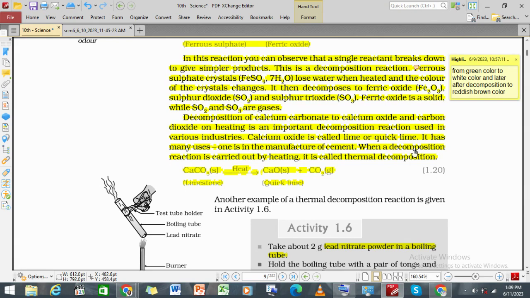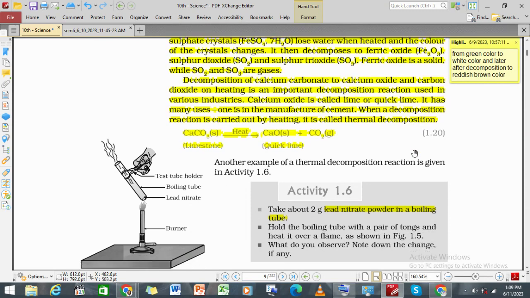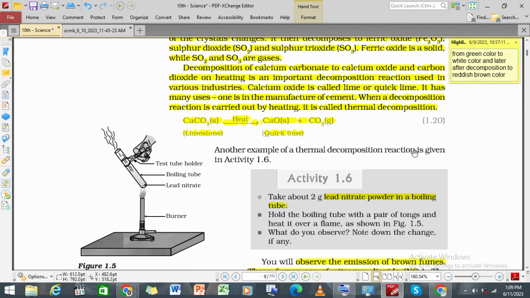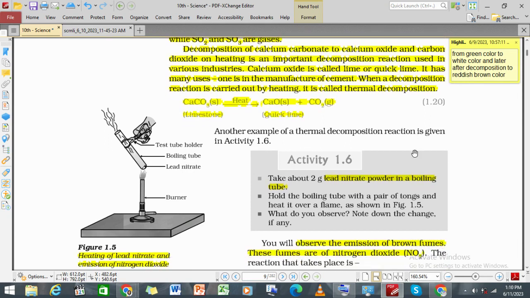When we decompose calcium carbonate to calcium oxide and carbon dioxide on heating, it is known as a decomposition reaction, which is used in various industries. And calcium oxide is called lime or quicklime. It has many uses, one in the manufacturing of cement. Here decomposition has been taking place, the breaking down into simpler substances.